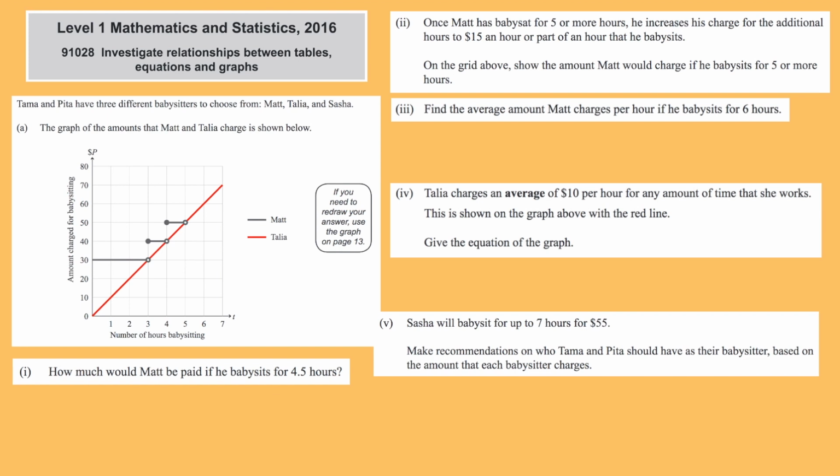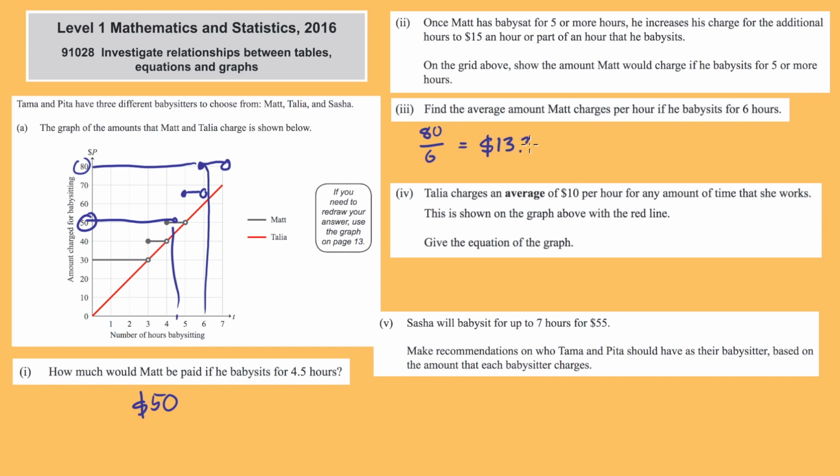Back to the question. In part 1, we just need to read the charge for 4.5 hours off the graph. That's $50. Part 2 is about completing the graph, but the height of the step is changing from $10 to $15. Don't forget to use hollow and solid circles to indicate which piece points belong to. For part 3, we need to use this new part of the graph to find out that Matt would charge $80 for 6 hours. So the average hourly charge is 80 over 6, or $13.33. We need to round to dollars and cents here.